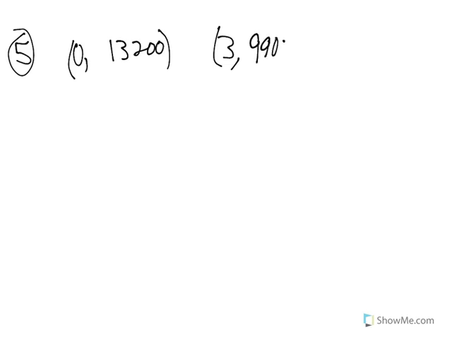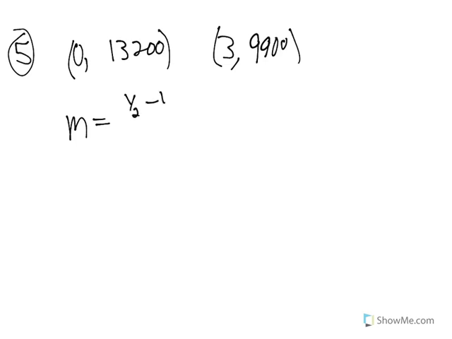So 1991 is represented by x equals 0. So we have (0, $13,200) as a point. And we also have 1994, it was $9,900. And 1994 would be 3 years after 1991. So x would be 3, and the value there was $9,900. So we have 2 points. Let's find the slope of the line that goes through these 2 points.